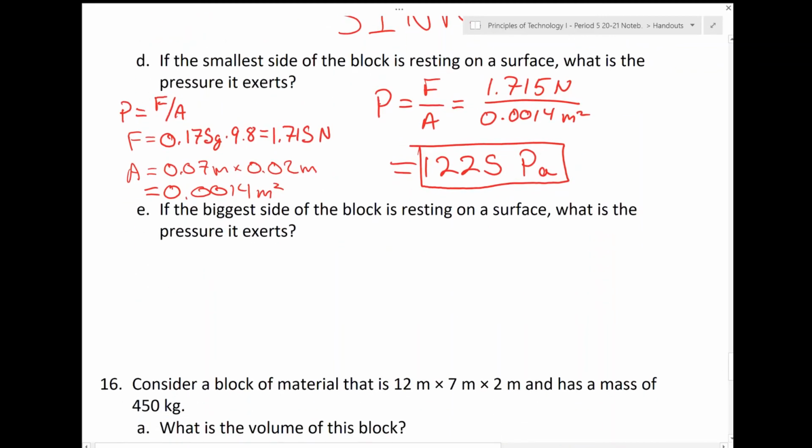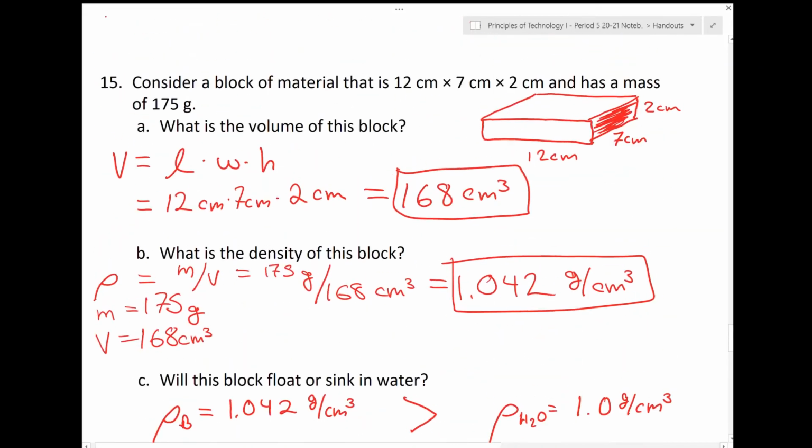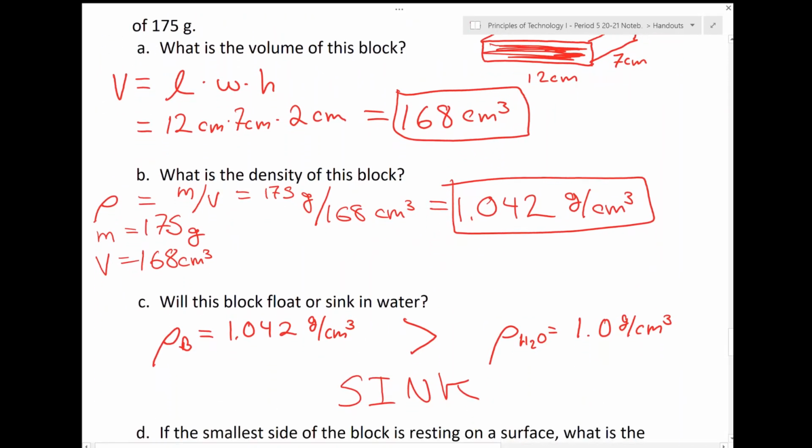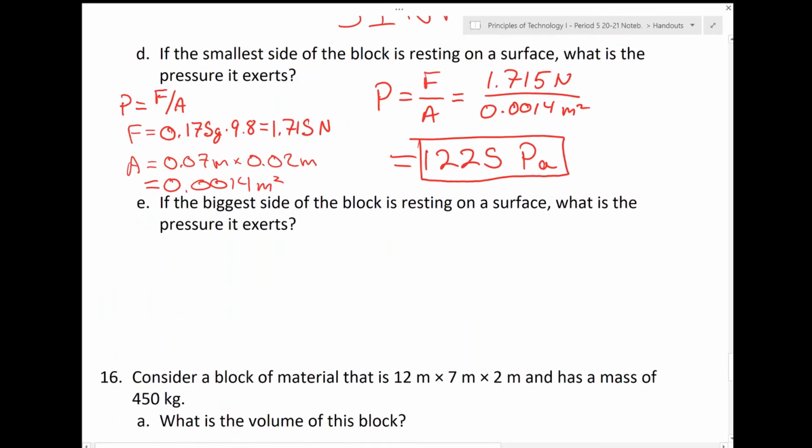Part E is very similar, but it wants the biggest side of the block resting on the surface. So the biggest side of the block is the 12 centimeter by 7 centimeter side. So just like we divided 2 and 7 by 100 to get the length in meters, we need to divide 12 by 100 to get the length in meters. And when we do that, we will get 0.12. So our area for this one is going to be 0.12 meters by 0.07 meters, giving us 0.0084 square meters.